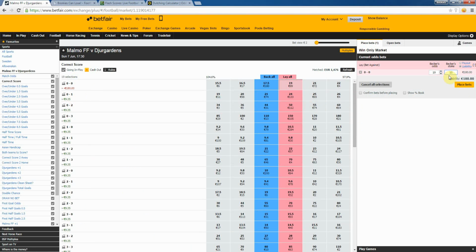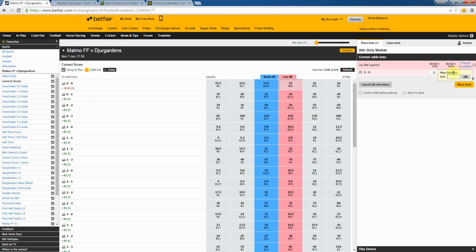Someone placed a €10 bet at the odds of 19 that you accepted. So if that person loses his bet, you win 10. But if they win, you need to pay them 180. So the calculations here are slightly different than in the back bet.